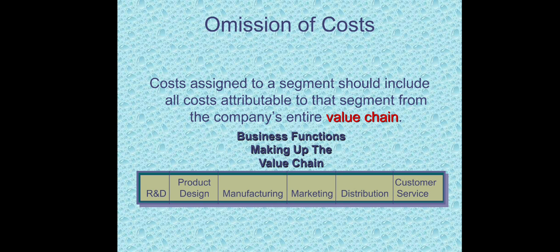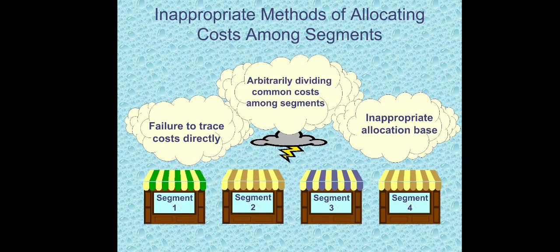Costs assigned to a segment should include all costs attributable to that segment from the company's entire value chain. So when you want to calculate cost for one segment of a business, make sure you include all costs related to that segment to the company's entire value chain. This is the value chain for a business. A business is started by research and development and product design, manufacturing, marketing, distribution, and customer service. So when you want to calculate cost for a segment of a business, make sure you include all these costs. If you miss one step in the value chain, then the cost allocation is not correct.